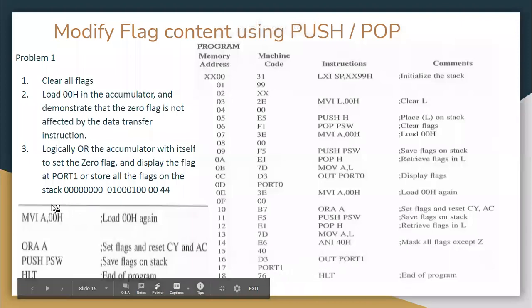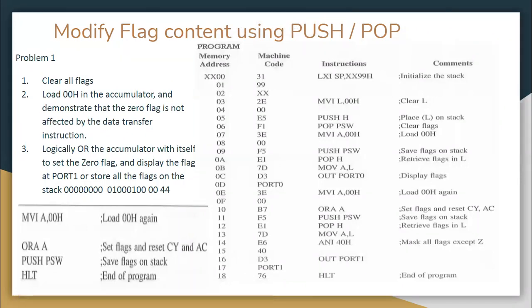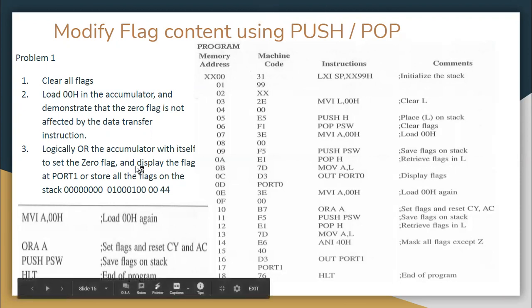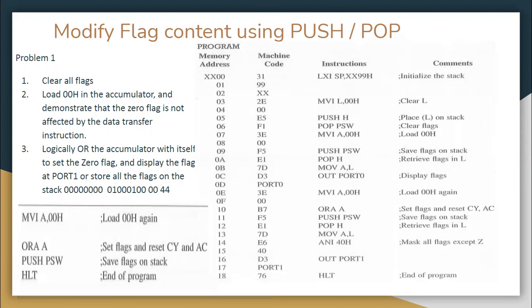And then finally, we output that. So what we have seen in this program is, first we cleared all the flags, and then we moved a value of 00 to the accumulator, and demonstrated that moving a 0 is not affecting the carry or any flag registers. Then we logically OR the accumulator with itself to set the zero flag. Then how to check the zero flag? We push the PSW into the stack and then pop it into the HL registers. Then we move the L value again to the accumulator and AND it with 40H, because in that 40 it has 010. Whichever flag we want to check in the respective data, we have to place a one.